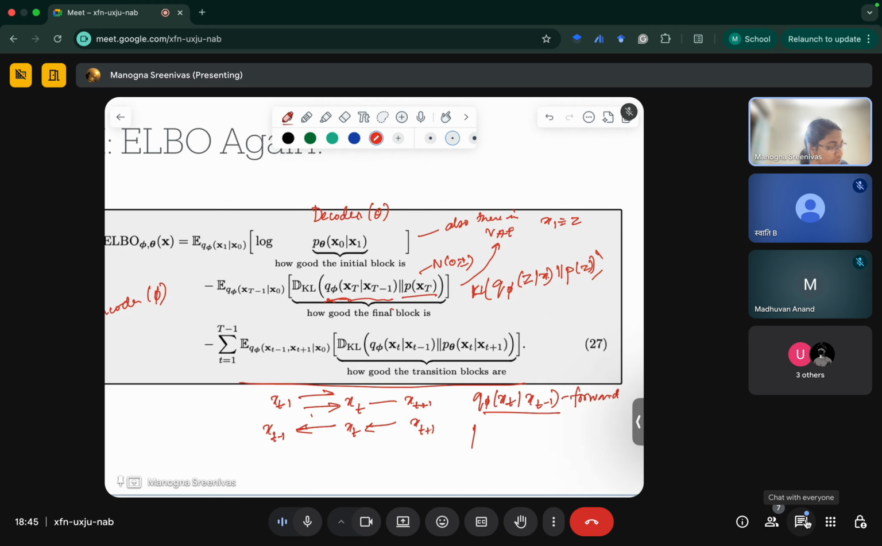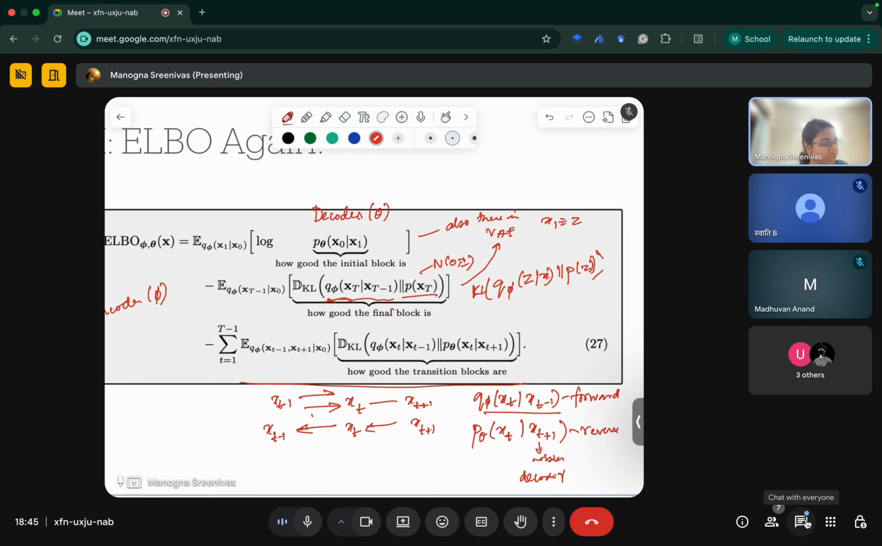Decoding one, so that is p theta. I am starting from the next latent, the noisy one, which is xt plus 1. From there I come to xt. This is noisier than this, because I am decoding it. So this is the reverse process.